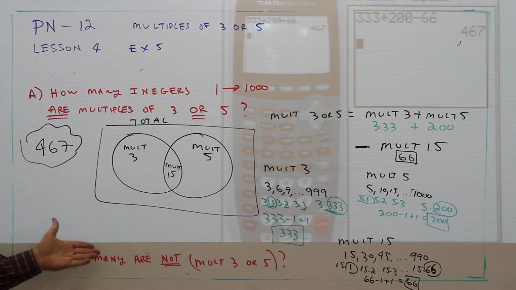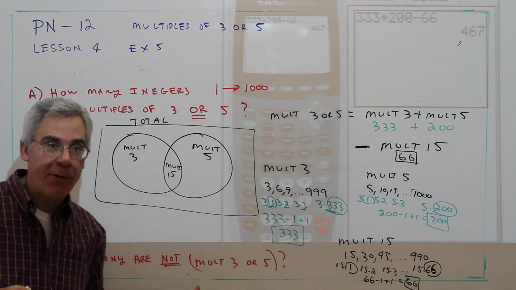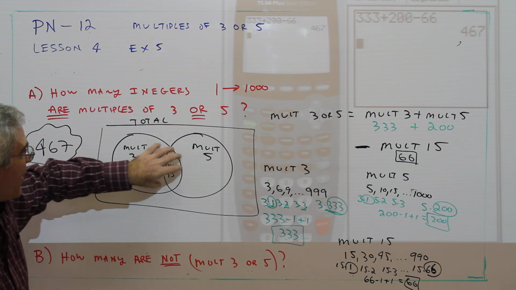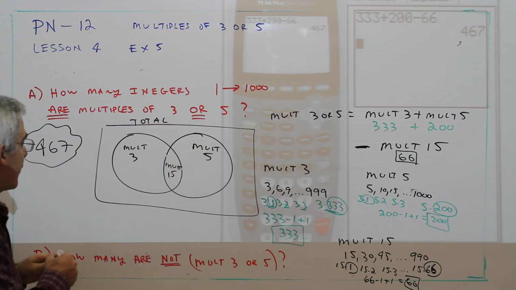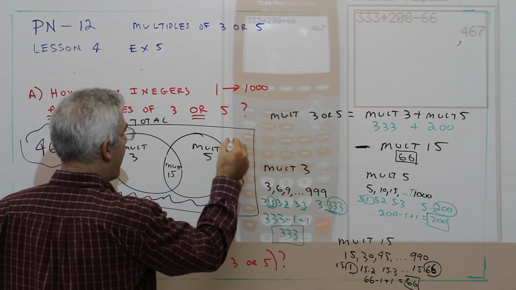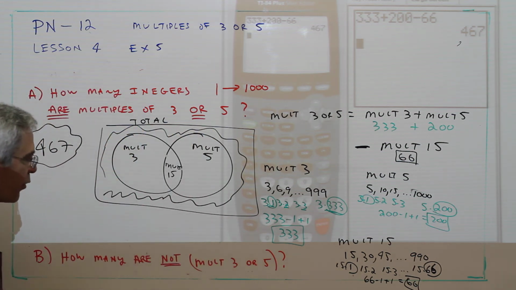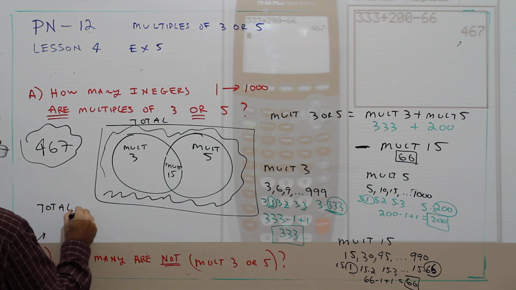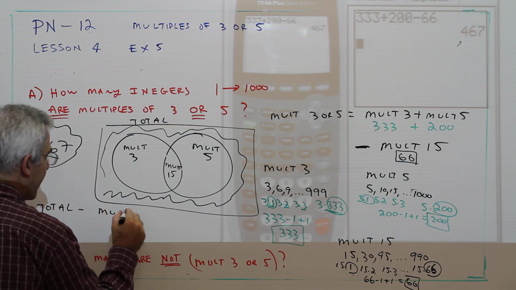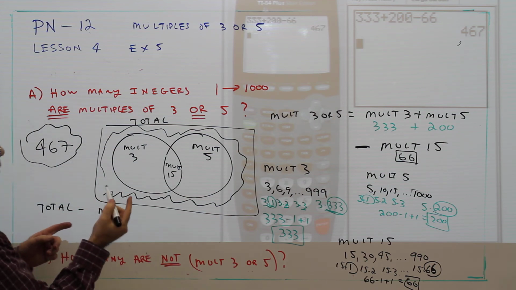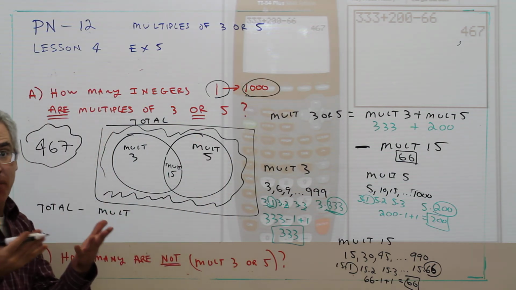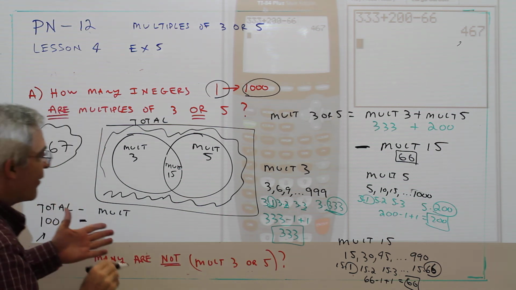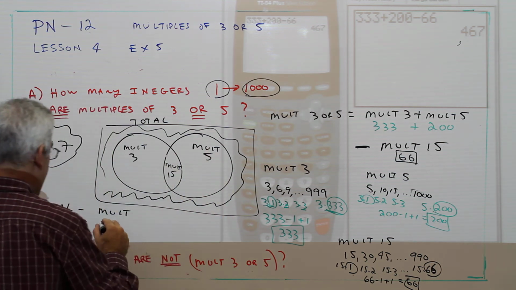Part B says, how many are not multiples of 3 or 5? Well, that's just going to be the total minus the things that are in these circles. So now I'm curious about how many things are outside of there. So for part B, do the work up here, it's going to be total minus the things that are multiples. The total, there's 1,000 integers in my universe. The things that were multiples were 467.